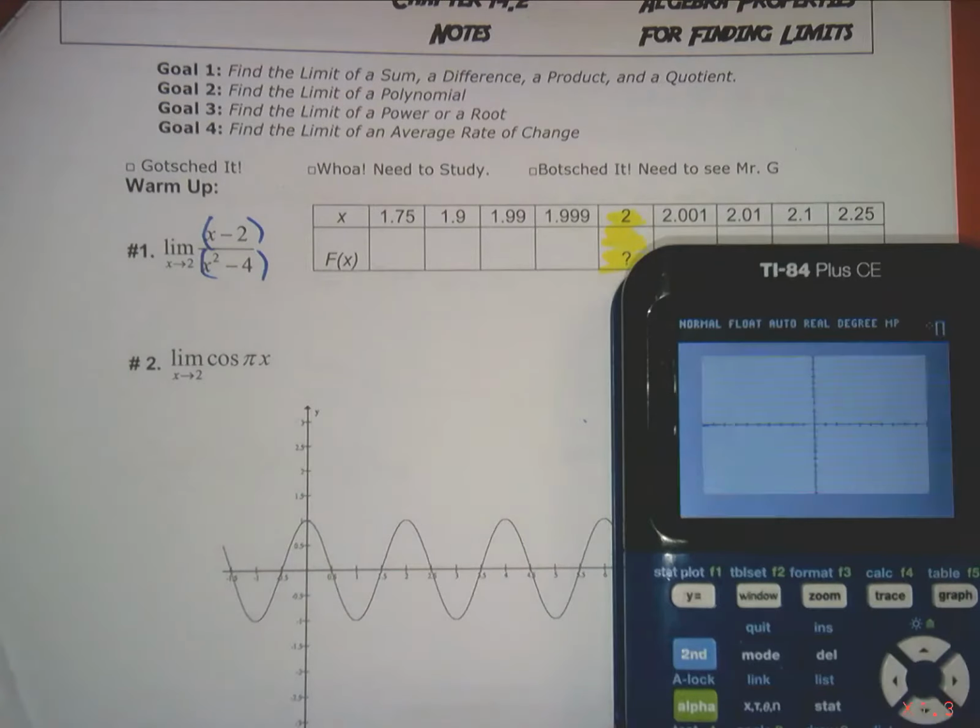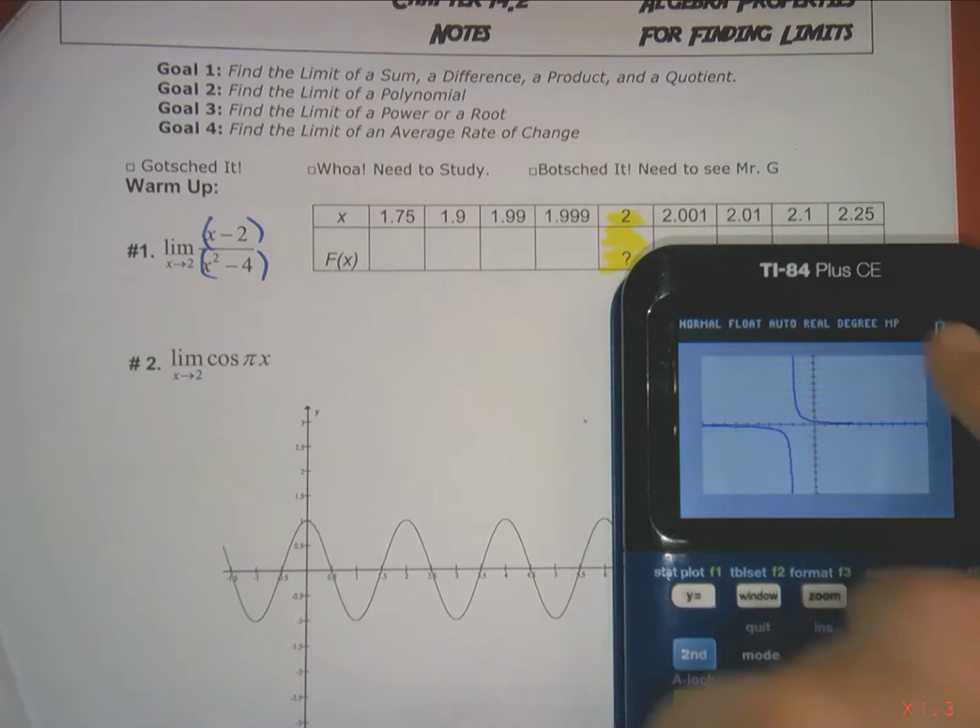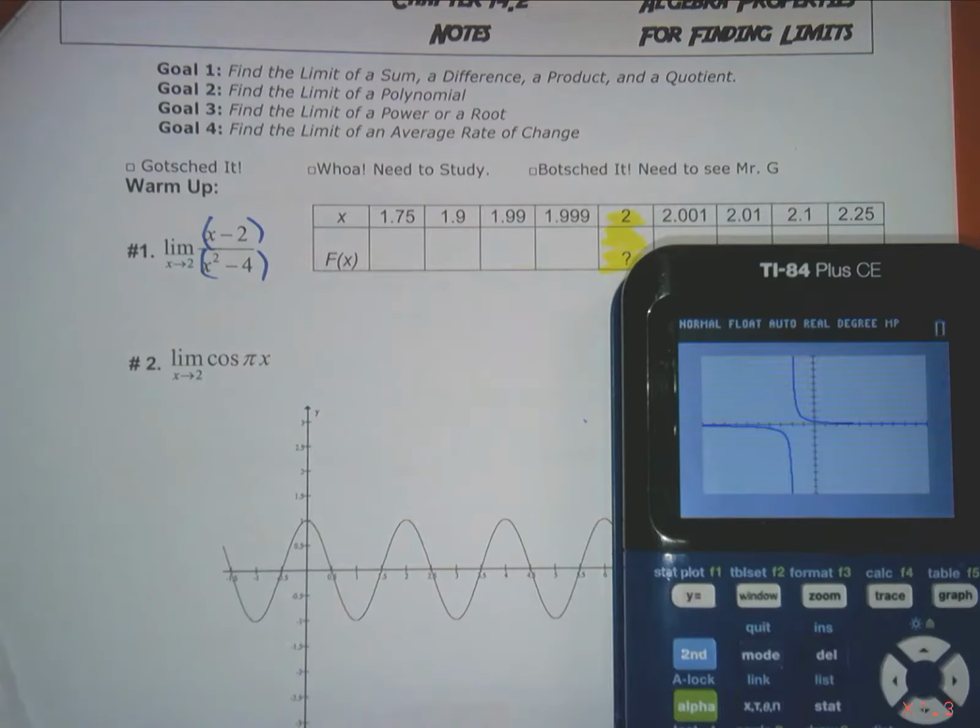So I've graphed it. I'm in Zoom 6. If you have any plots on, make sure you turn your plots off, and I should get this graph. Now, Raman, you might be getting a connecting line here for some reason. Are you getting a line there? I don't know why yours is doing that. Maybe you're in the classic version instead of the MathPrint version. We'll look at it after class. So you guys should get this graph. Anybody not getting this graph?